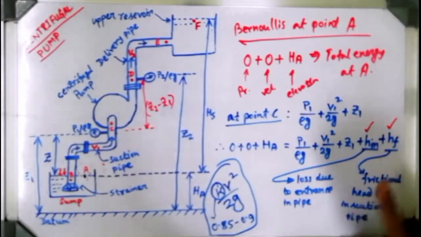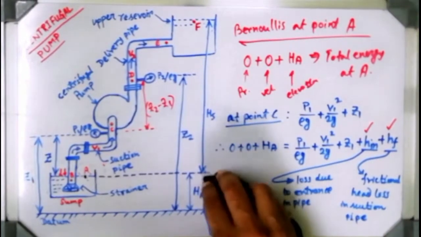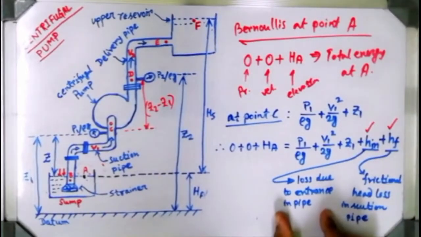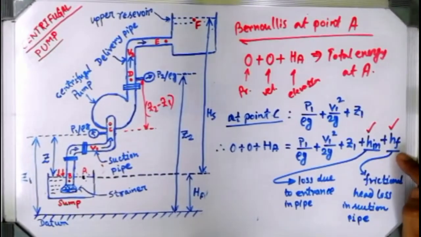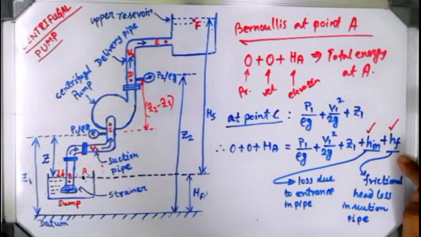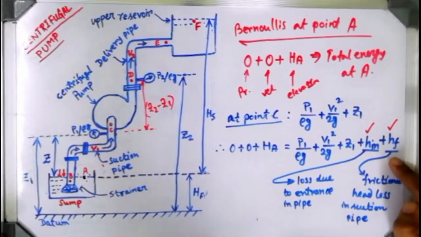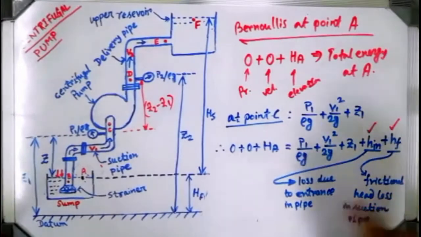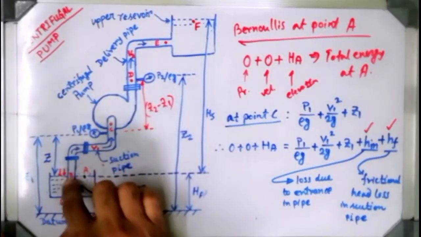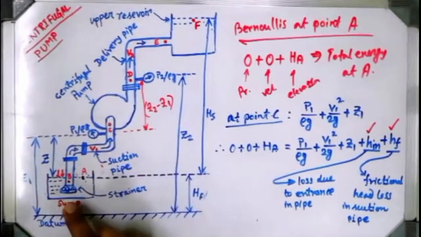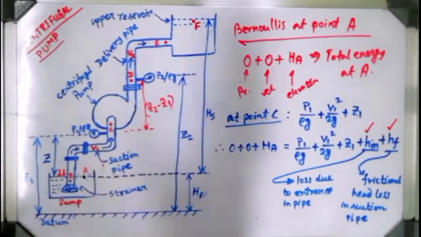Okay, so this H in represents the head loss due to entrance of the pipeline, that I have written here. And HF you have known already, I think you can recall. HF is nothing but the frictional head loss, which you can get by applying the Darcy-Weisbach equation, and it is a major loss, mind it. Okay, so this is the suction pipeline, due to which lots of frictional losses will be there, and due to the entrance, some losses will be there.